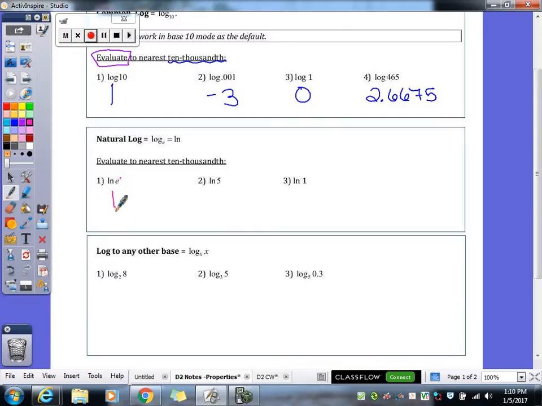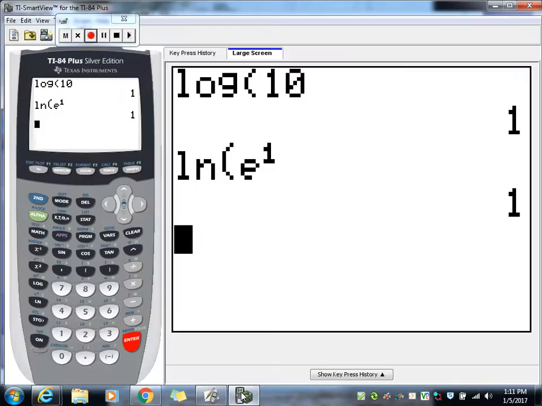So go ahead, figure out the other 2. Type in ln and then 5. And we're going to the nearest 10,000th again. So ln of 5, what do we get? 1.6094. And then the ln of 1? You just push the ln button, it's under log, and then you would push the number 5. So here's ln, and then 5.